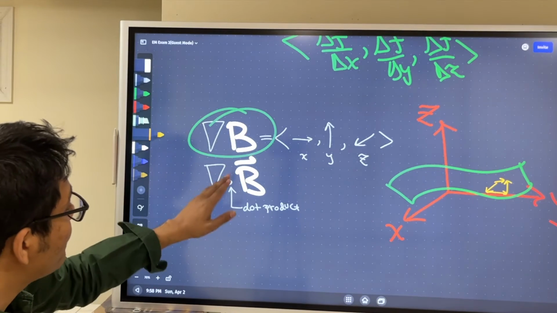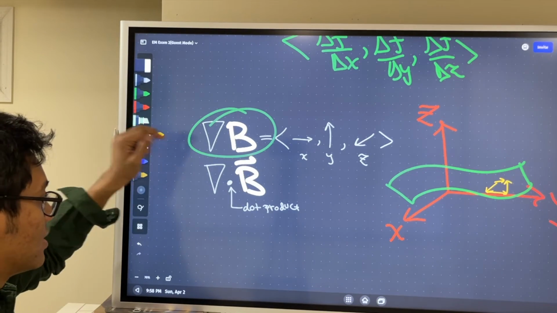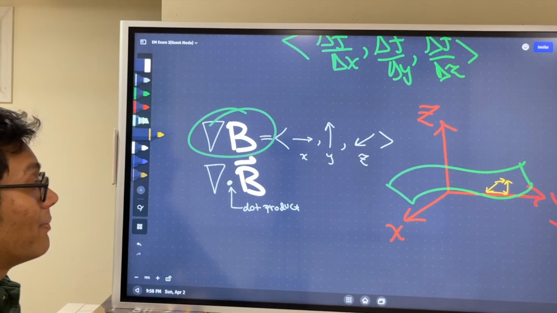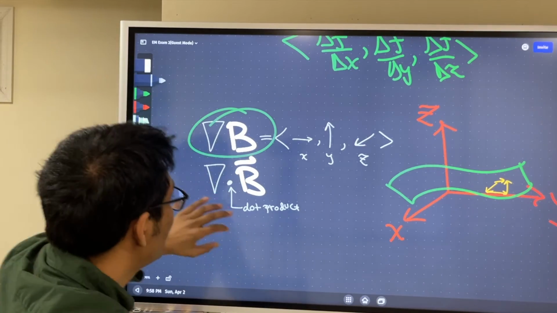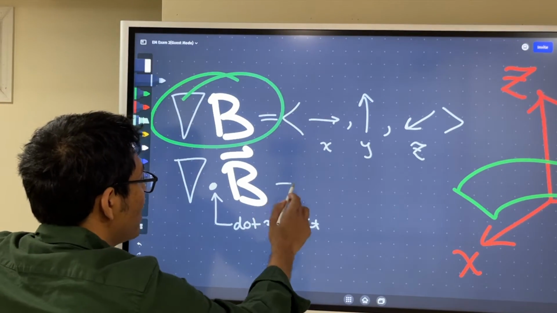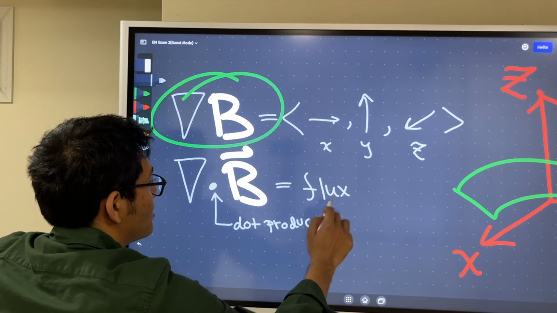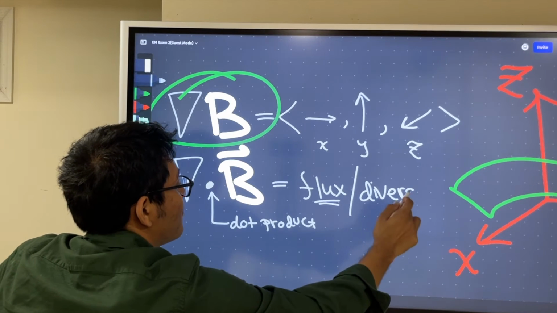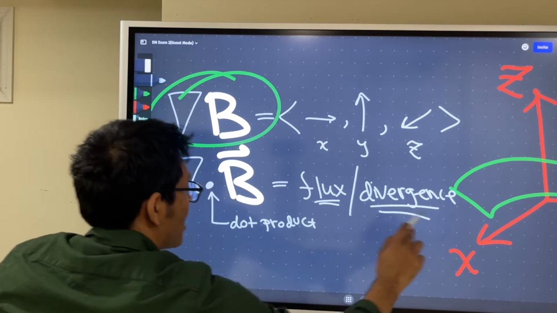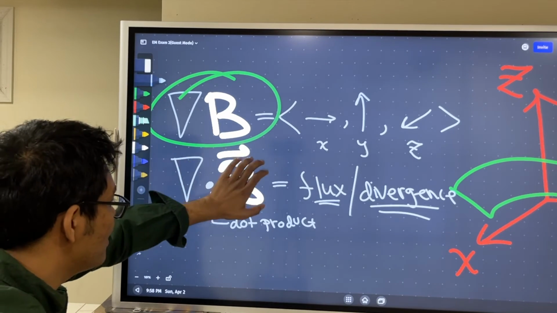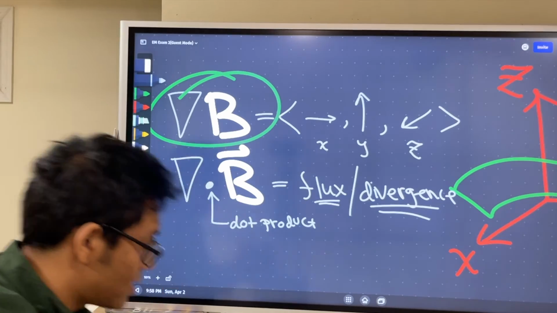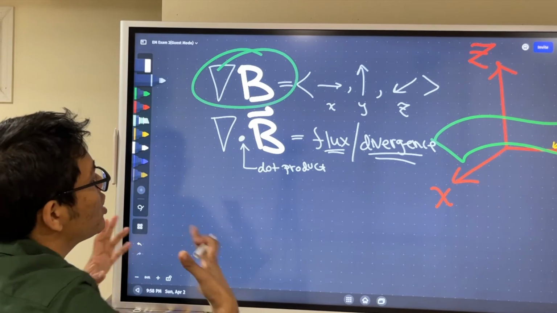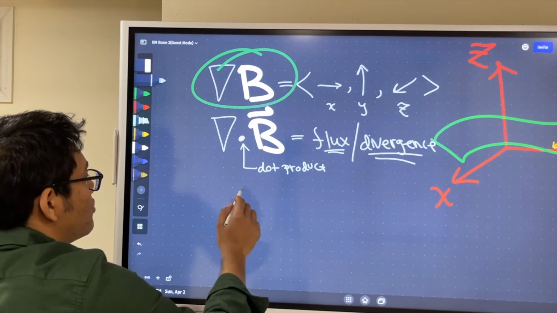Now if I apply Nabla to a vector field, a vector function, with a dot product, what does that tell me? Well, amazingly, what it tells me is something that has a real physical intuition. This tells me the flux, or you might also hear it called the divergence. The dot product of the Nabla operator with the magnetic field tells you the divergence, the flux of that field outside a certain surface. What does that mean? What that means is how much your field is spreading out over a certain region of space.